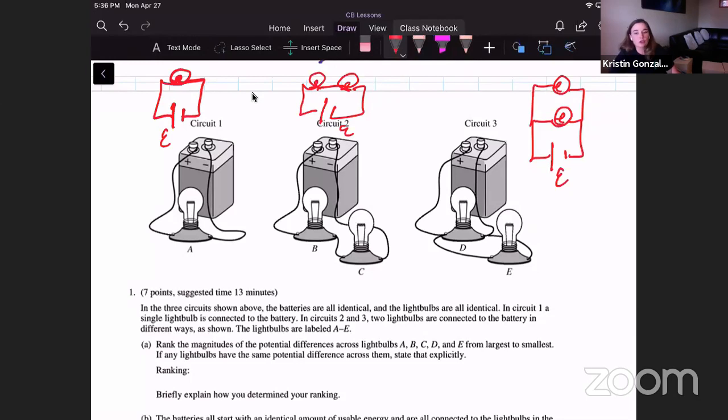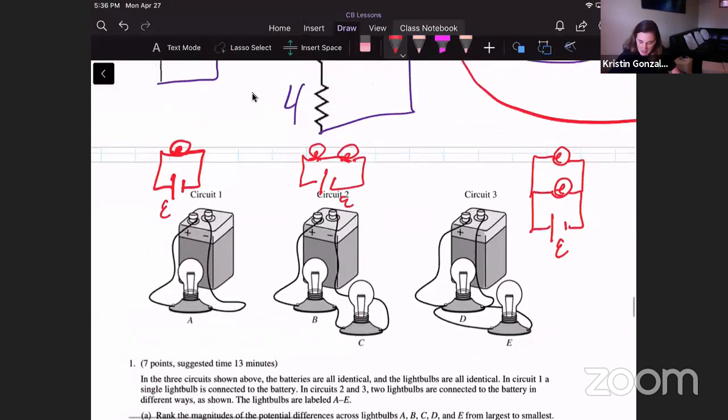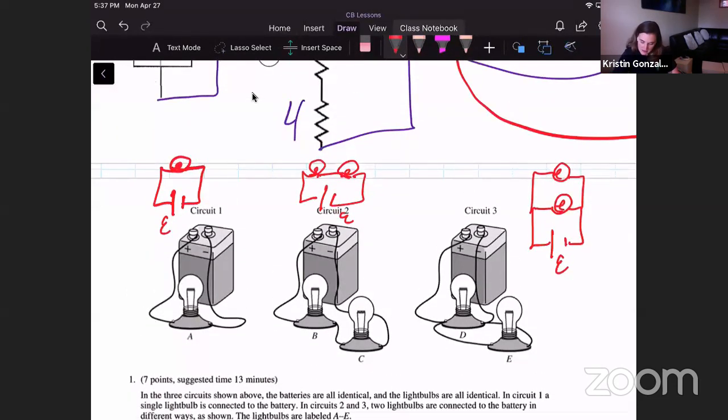Okay, so these are where our loop rules and our junction rules are going to come into play. If we look at the schematics, if the potential difference of the battery is the same in each case, well, if I compare circuit 1 and 2, circuit 1 has 1 potential difference gain and only 1 potential difference drop. So the potential difference across that 1 light bulb would be the same as the battery. So if it was a 1.5 volt battery, it would be a 1.5 volt potential difference across that light bulb.